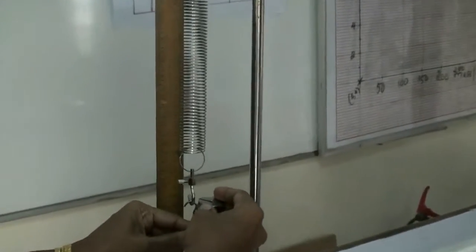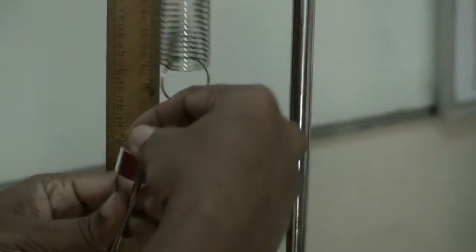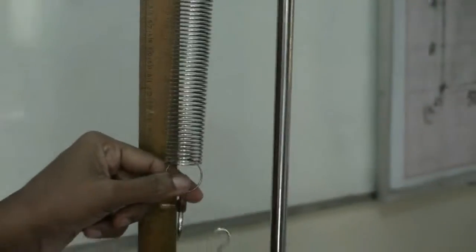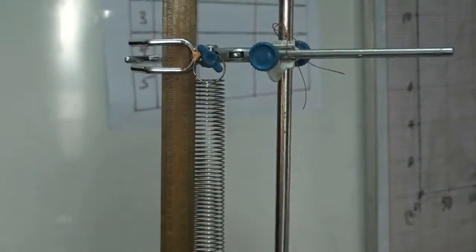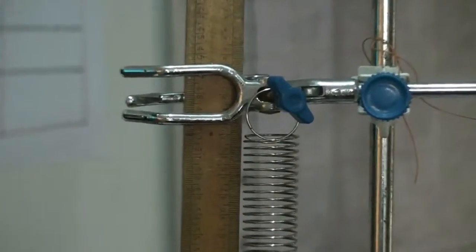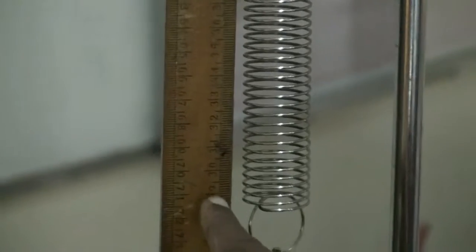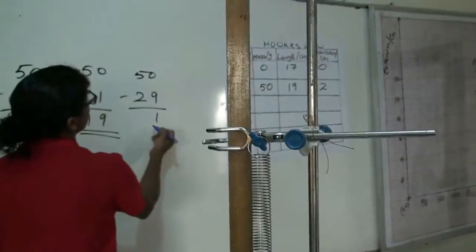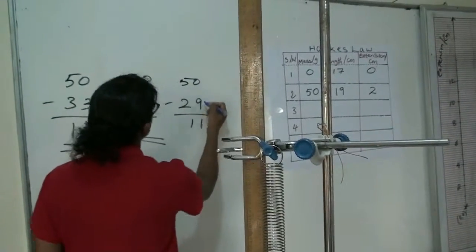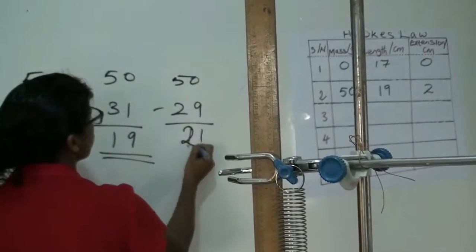The next one, we will add another 50 grams to it. When you add, 50 plus 50 is 100, and then you hang it. When you hang it, you will see that it has extended. Let us see how much. Starting 50, now it is 29. The length of the spring, look at the spring's point, 29. So 50 minus 29 is 21.